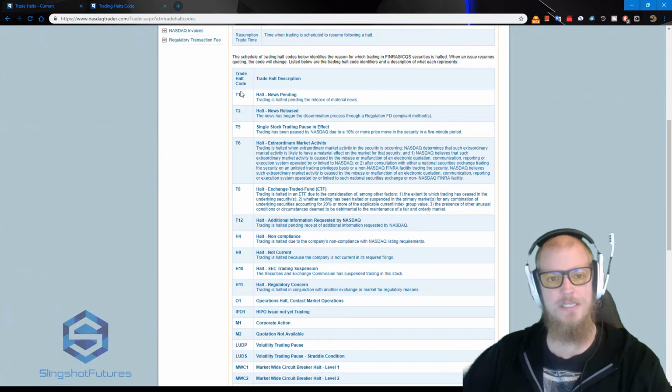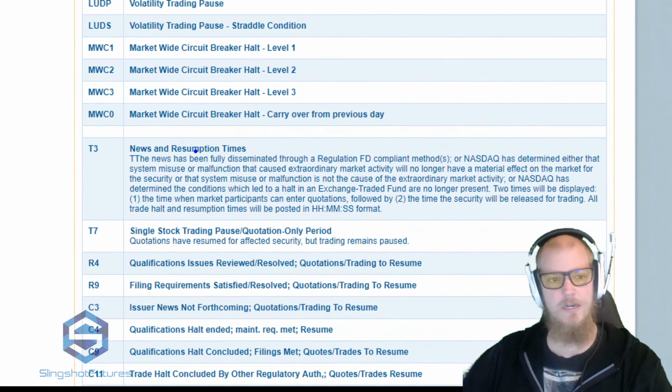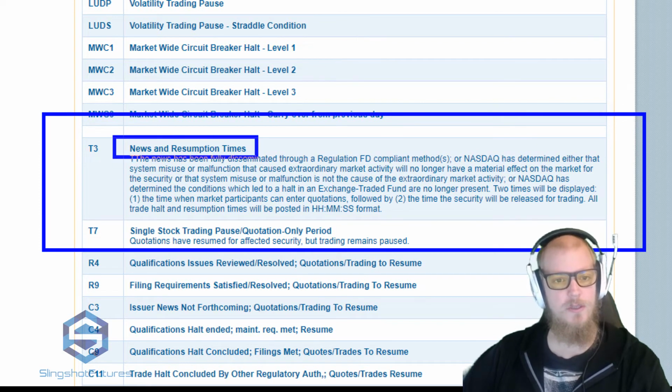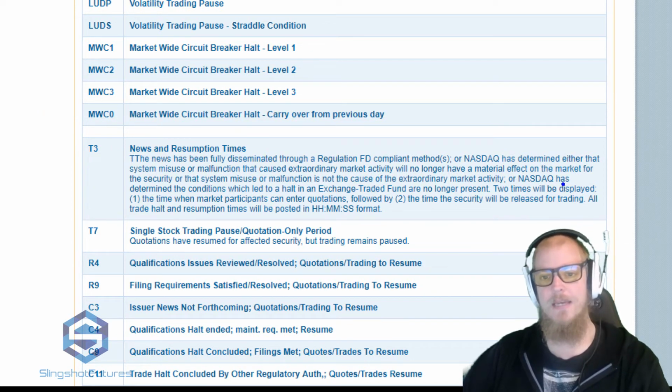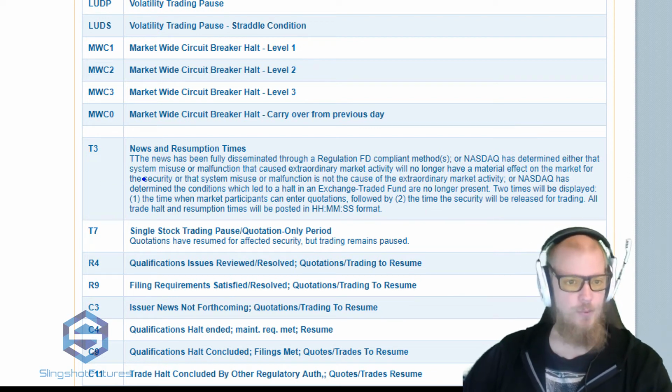Now, you'll notice T1, T2, that's when we're waiting for the news, but where's T3? Where did that go? Well, if you scroll down a little bit further, there's T3. T3 is just the news that usually comes with it. So you'll see T1, 2, 3 usually stacked up together. T3 is the news and resumption time. So this is where you're getting the information that it's going to be opening up at X time. And that's when T3 starts coming out.